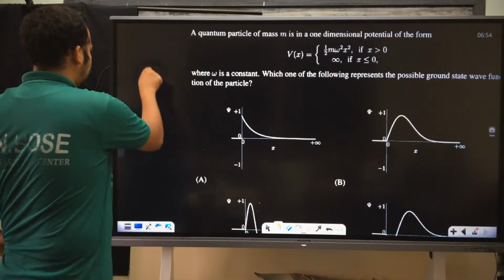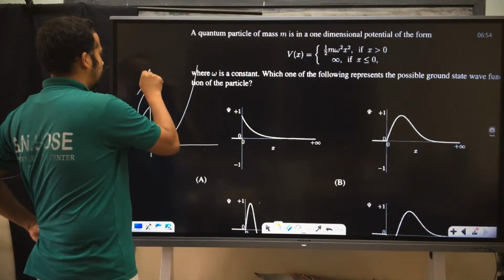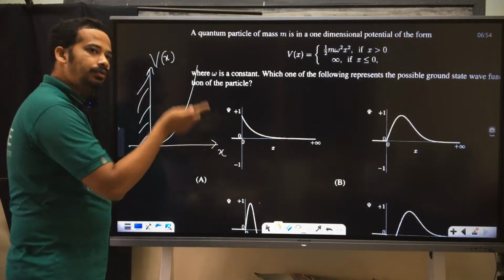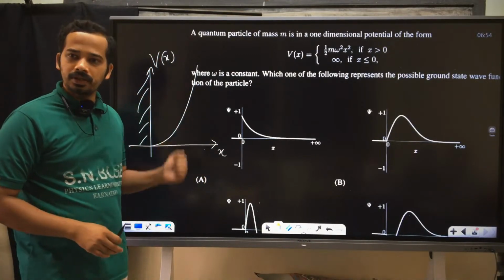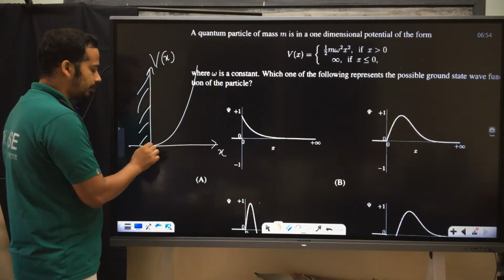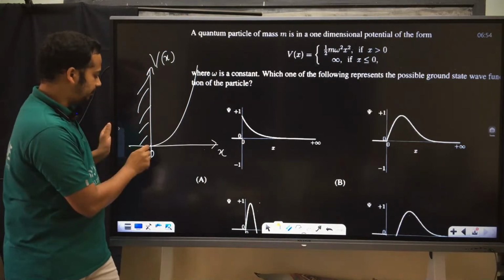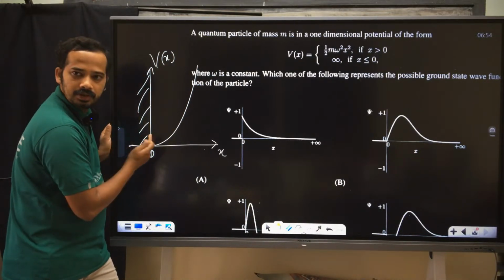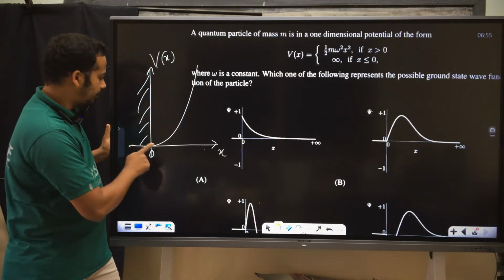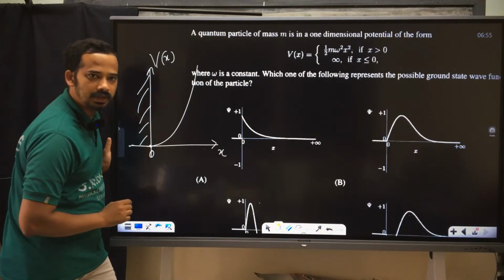One side is infinity, am I right? The other side is the harmonic oscillator potential. Now take your full harmonic oscillator. In the full harmonic oscillator, you pick the state whose wave function goes to 0 at x equal to 0. Look here. Potential is infinity, which means the particle is not entering this region. So the wave function is 0 in this region, and continuity of the wave function requires that the wave function be 0 at x equal to 0.